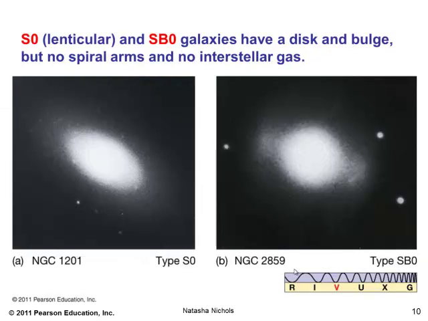In frame A, we have an S0, or lenticular galaxy. Lenticular galaxies contain a disk and a bulge, but no interstellar gas and no spiral arms. They're in many respects intermediate between E7 ellipticals and SA spirals in their properties. In frame B, we see an illustration of SB0 galaxies, which are similar to S0 galaxies, except for a bar of stellar material extending beyond the central bulge.